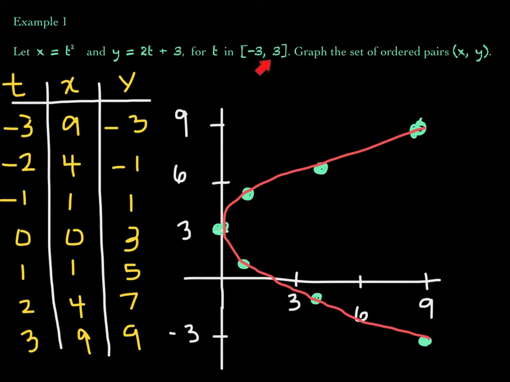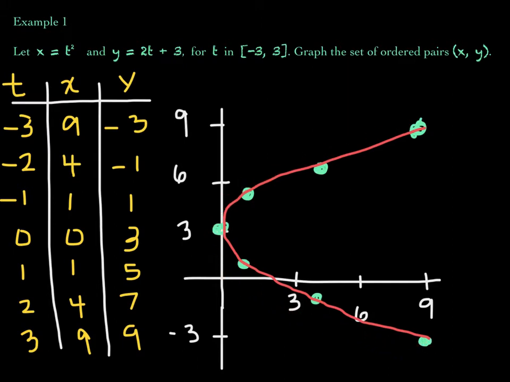Now these are not x values, these are t values. So the parabola is only defined from when t is -3. And remember, when t is -3, you're at this point, (9, -3). It's only defined from here all the way till when t is 3. And when t is 3, you're at the point (9, 9), so this point. So it's defined from here all the way this way.